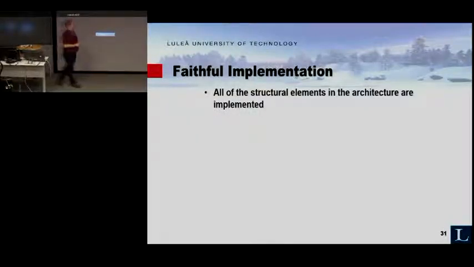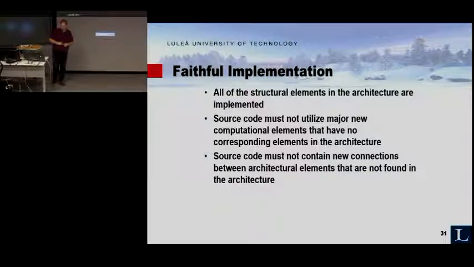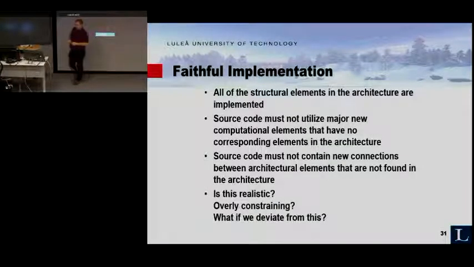Okay, so just some concepts here. Faithful implementation means that all the structural elements in the architecture are implemented. It means the source code does not utilize major new computational elements other than those specified in the architecture. So it also means that the source code does not have any new connections that have not been specified in the architecture either. So is this realistic?